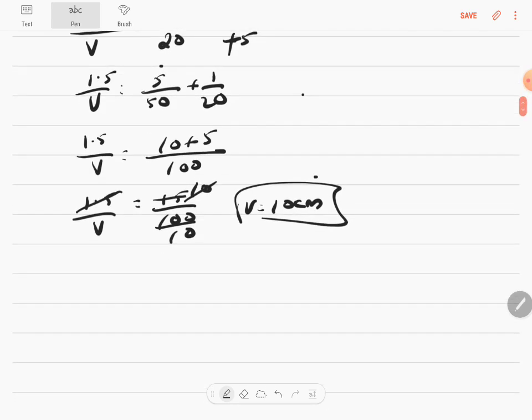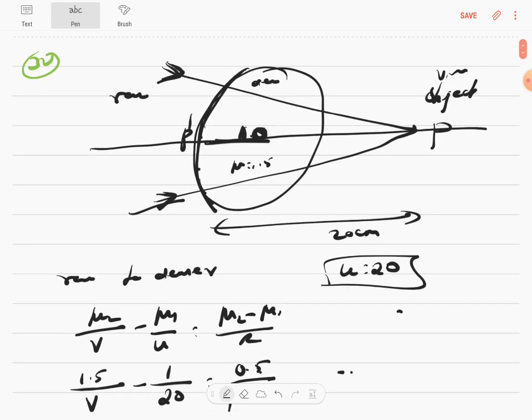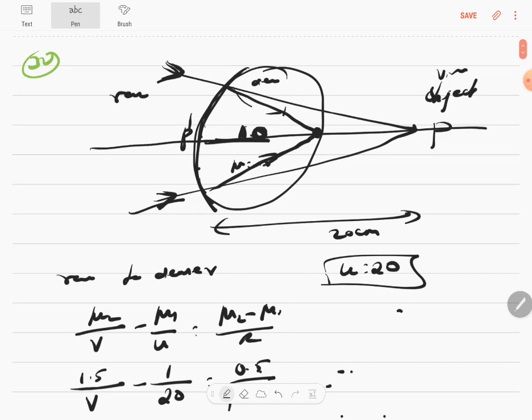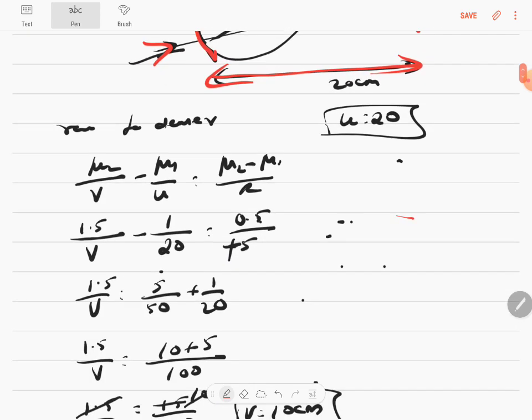Also draw the ray diagram. Since you know V is 10 centimeter, it's getting here. This is where your actual final image is. It's bending. The most important factor is you have to decide where the ray is coming from and decide on the pole. The pole is here. Even though this is the position of the object, you should measure the whole distance and keep U as 20. That is something we should be very careful about.